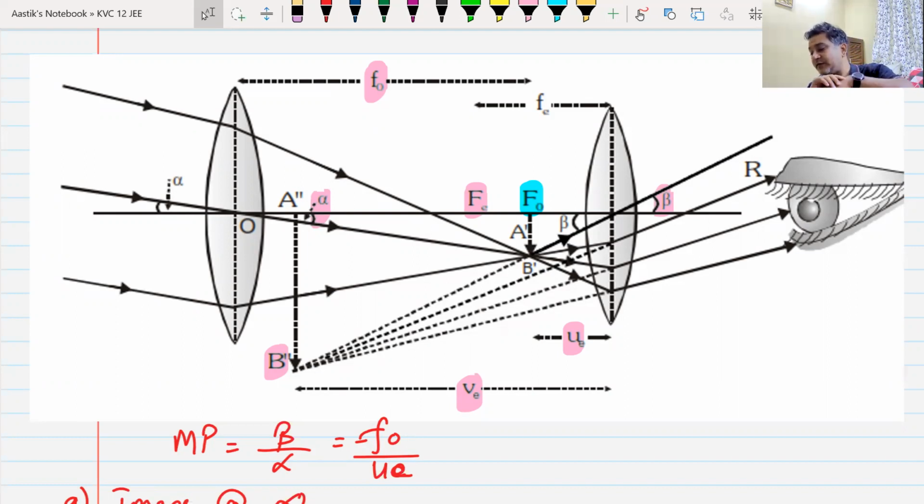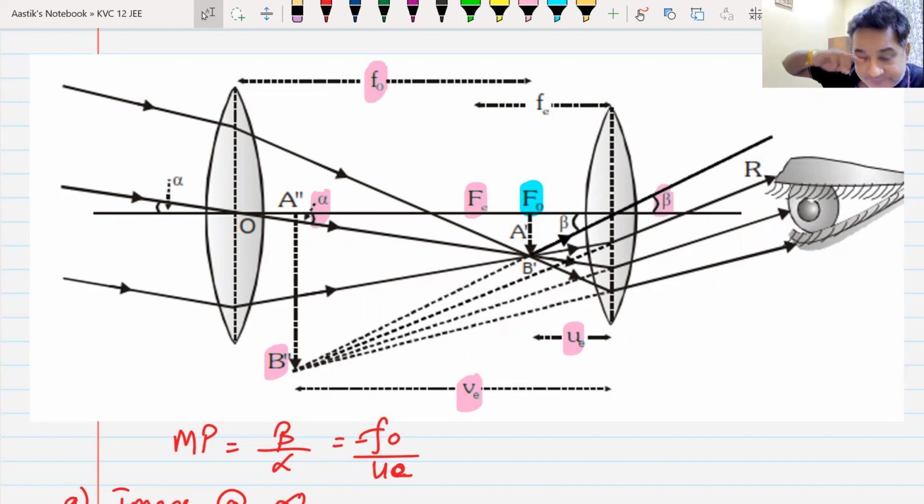Two angles are here, alpha and beta. And we have to find out the ratio of beta by alpha, nothing else. And this ratio of beta by alpha will come out to be F naught by UE with a negative sign.